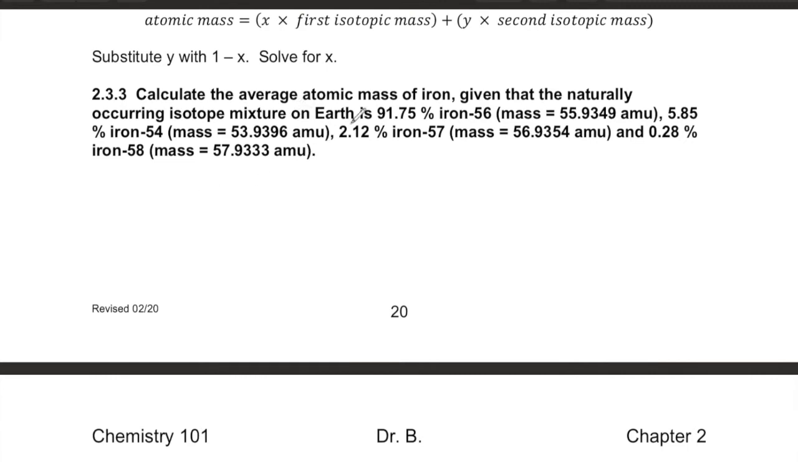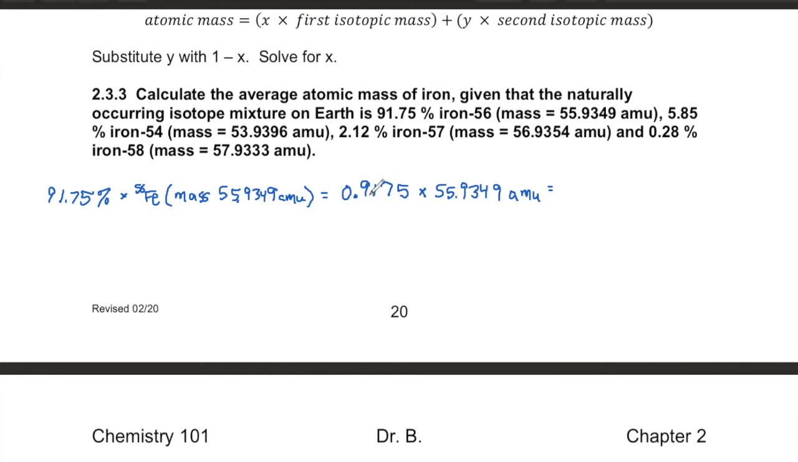So we're going to calculate the average atomic mass of iron, but we cannot possibly add up every single atom of iron in the world and add those all up and divide it. That's not possible. We're going to have to use these abundances. So we have 91.75% of iron being iron 56.